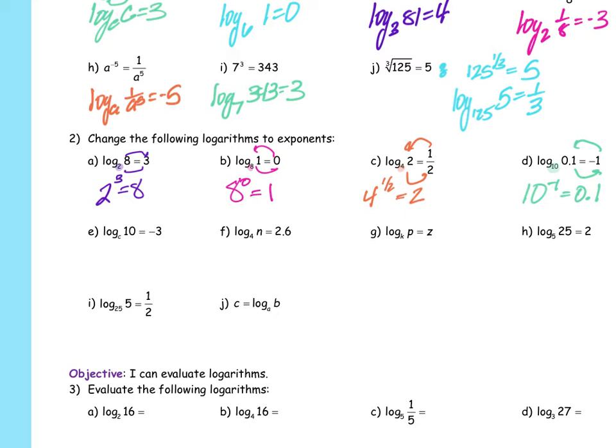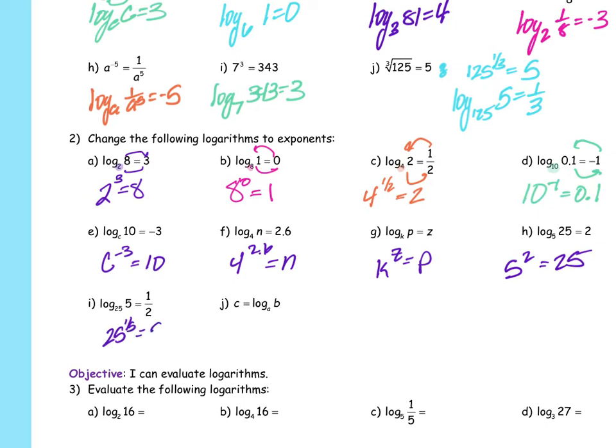Okay, here we go. So let's see, we've got C to the -3 equals 10. 4 to the 2.6 equals N. Oh, sorry, 2.6. K to the Z equals P. 5 squared equals 25. 25 to the 1/2 equals 5. Oh, that's not a 1/2. Wow. Okay. Let me try that again. 25 to the 1/2 equals 5.